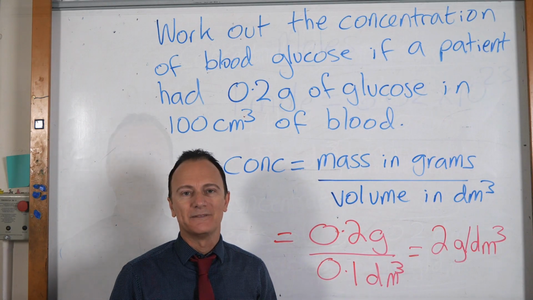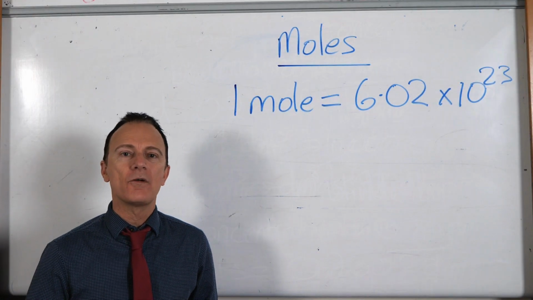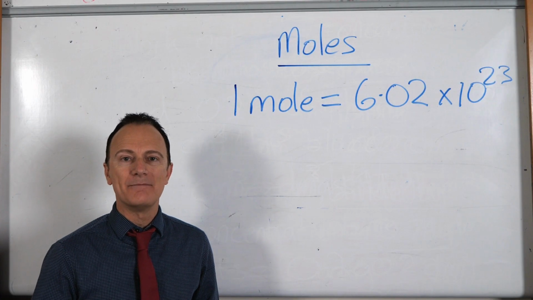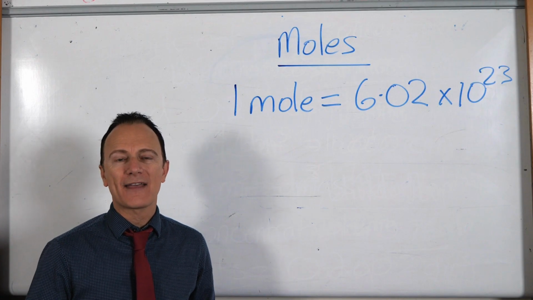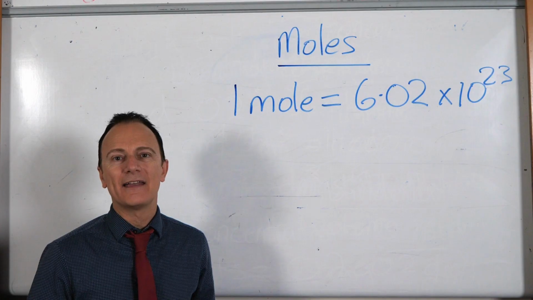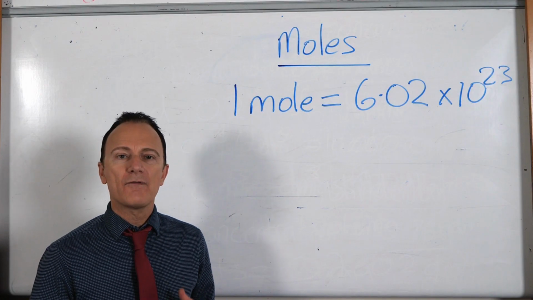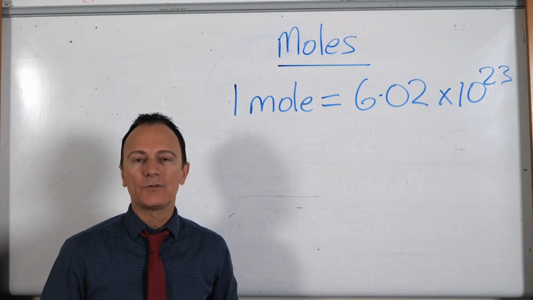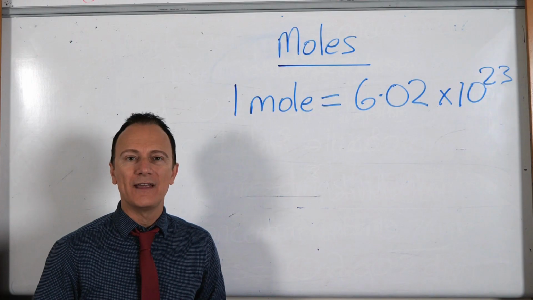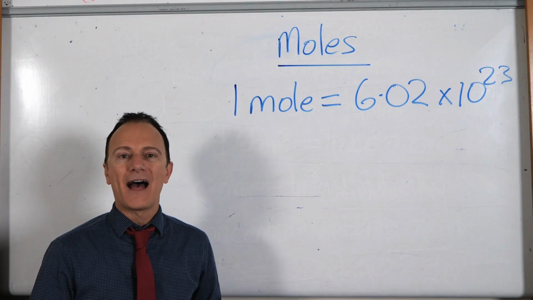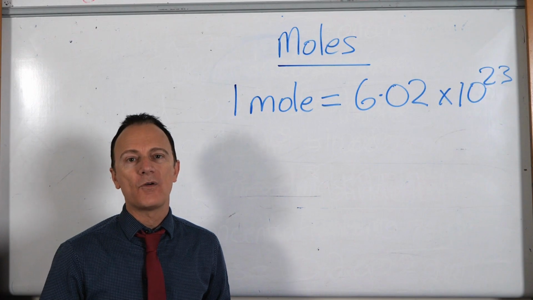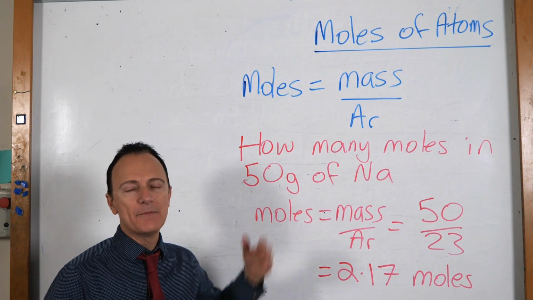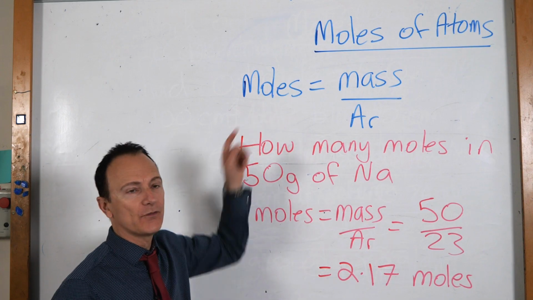From this point on in the video, it's strictly for higher tier only candidates because we're going to start doing calculations in moles. And moles are really a way of counting how many atoms or ions or molecules you've got. So if you've got 1 mole of something, we've got 6.02 times 10 to the 23 atoms or ions, whatever it is you're looking at. And we call that number the Avogadro number or Avogadro constant. If we're dealing with atoms on their own, for example, an element, then we can calculate moles using this formula.